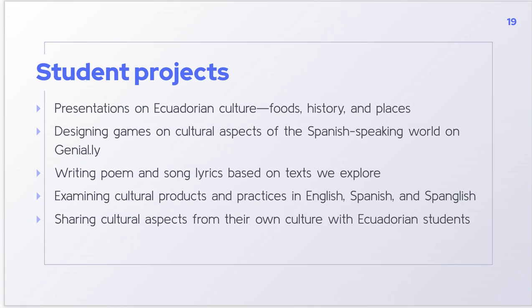But I have them bring in the vocabulary, bring in those words in Spanish, and then as we go on, they will be able to operate 100% in Spanish when they talk about the products. And then the communication activities are done 100% in Spanish. But sometimes when we analyze, we're using a lot of Spanglish. And then sharing cultural aspects from their own culture with Ecuadorian students.